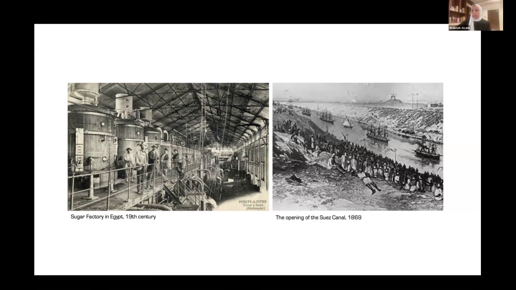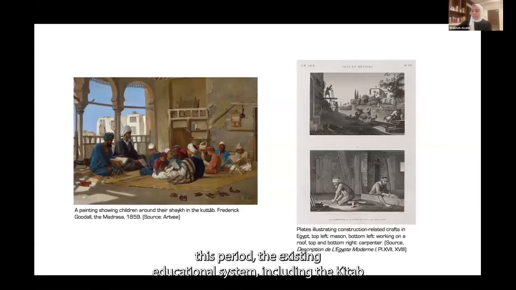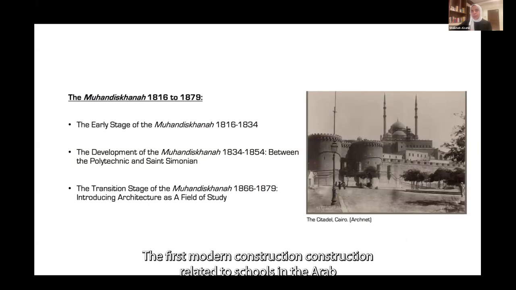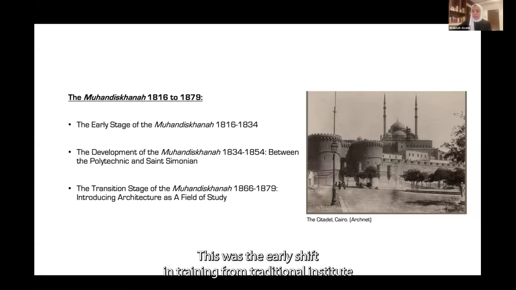During this period, the existing educational system, including the Kitab, Madrasa, and Al-Azhar, did not provide the necessary knowledge to support the governor's aspiration for this industrial state, and the crafts guild, likewise, failed to be an effective source of training. This lack of local training encouraged the development of a national educational system following Western models. The first modern construction-related school in the Arab region is the Muhandis Khana, founded in 1816 in the citadel in Cairo. This was the early shift in training from traditional institutes to the modern education system.